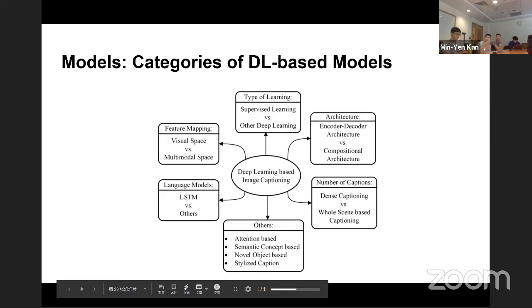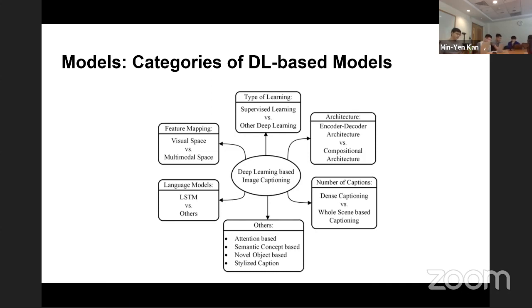Okay, let's continue. After datasets, I will briefly introduce the models. Here are the general categories of deep learning-based image captioning models, and they can be categorized based on different standards. For example, supervised or unsupervised, encoder-decoder architecture or compositional architecture, or even based on the task, like I said, image captioning, dense captioning, or paragraph generation.